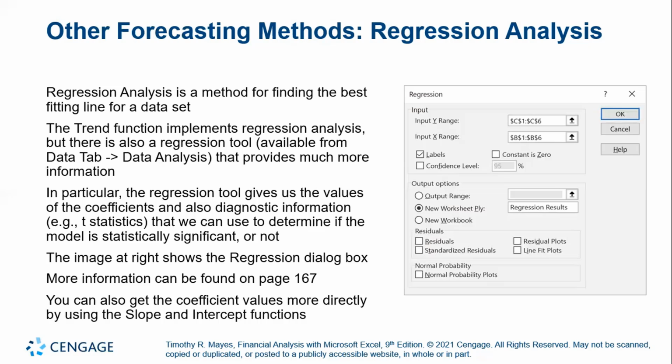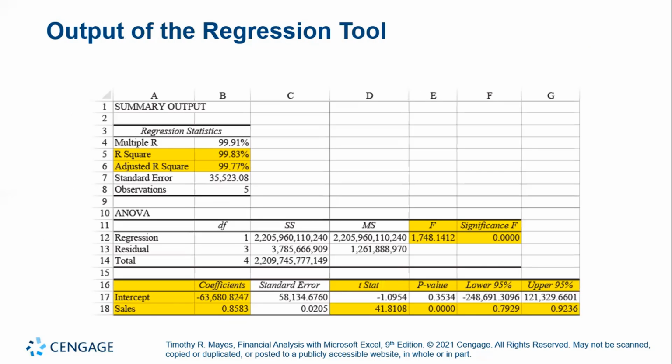The image at the right shows the regression diagnose box. More information can be found on page 167. You can also get the coefficient value more directly by using the slope and intercept function. This is an example of the output of the regression tools.